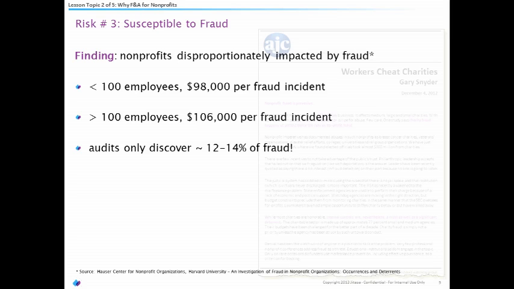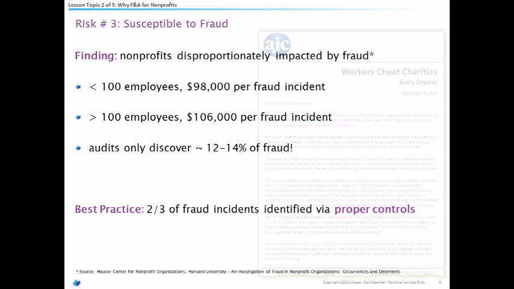And the challenge is that this study found that audits only discover 12 to 14% of fraudulent activity that's out there. So it's not enough to hope that the audit is going to come in and find out later. You really want to put in place best practices and controls to discover fraud as you go. One of those controls is separation of duties, and there are other things you can put in place. We find that two-thirds of all fraudulent activities can be identified, captured, and corrected early on if you put in place best practice procedures, controls, and a structured approach to mitigate this risk.